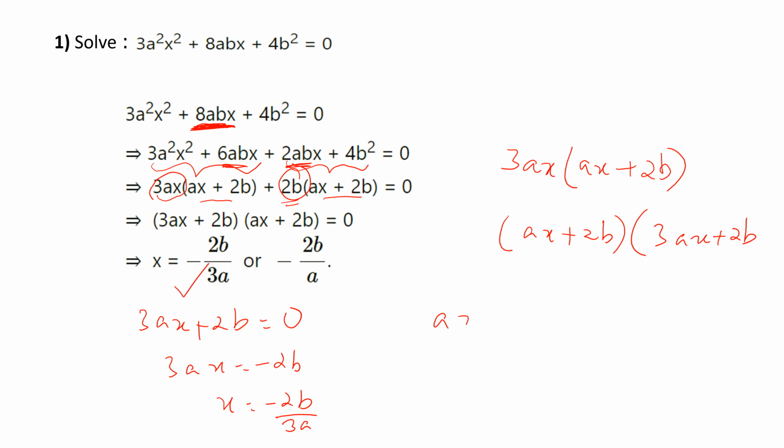Next term is ax plus 2b equal to 0. So ax is equal to minus 2b or x is equal to minus 2b by a.